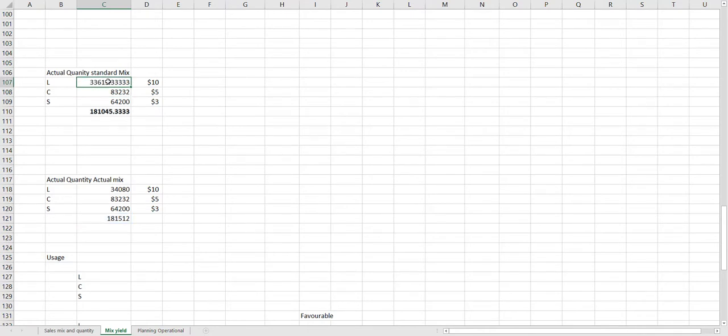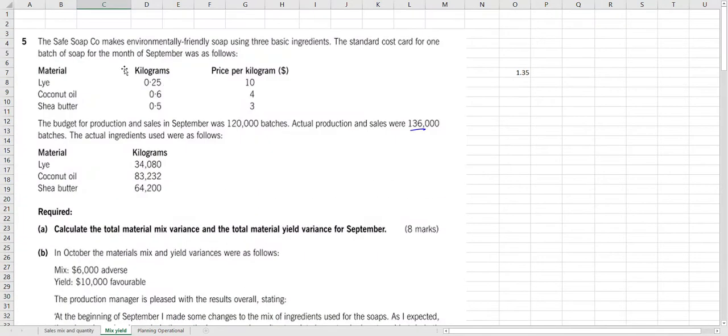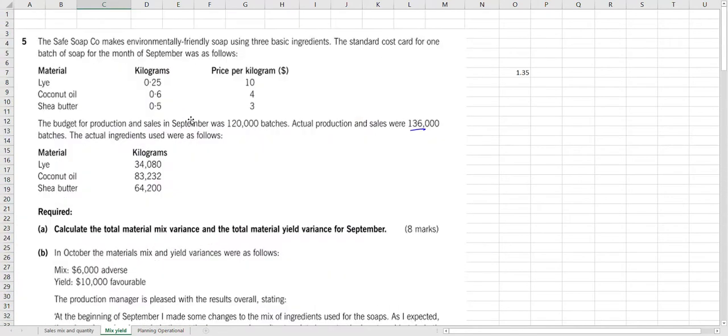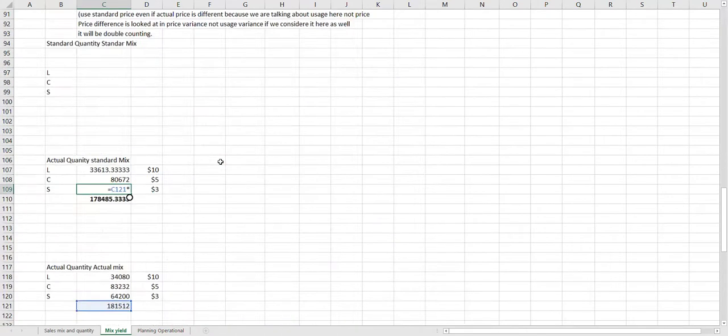So according to the standard mix, the quantity is actual. But according to the standard mix, I would have used this one, 33,613. Let's do the same for all others. Multiply by 0.60, divide by 1.35. And then 0.50. See, the total here and here is the same. The only thing that changed here is the proportions of each material.